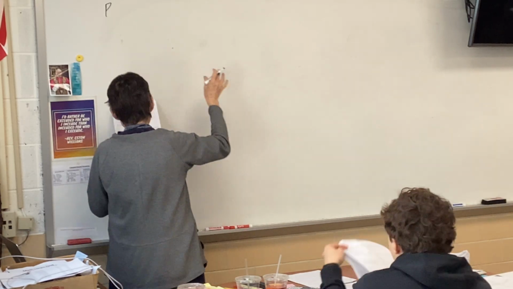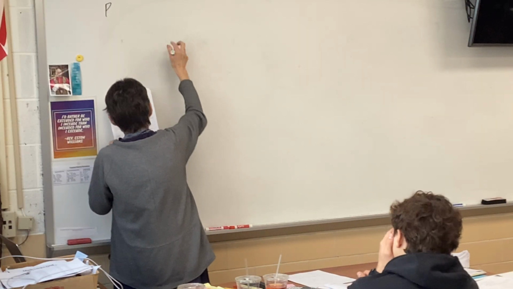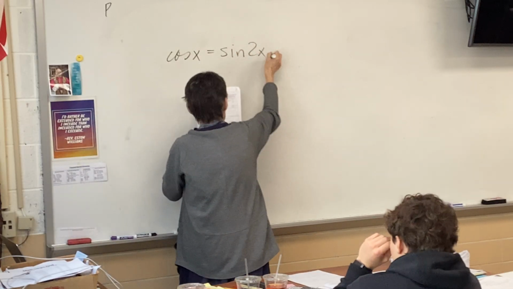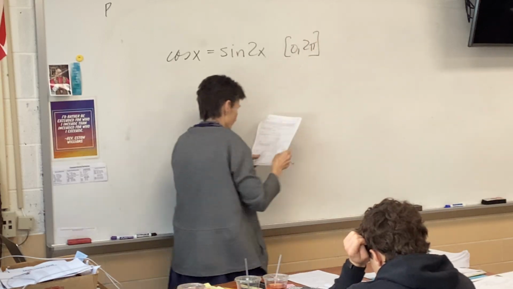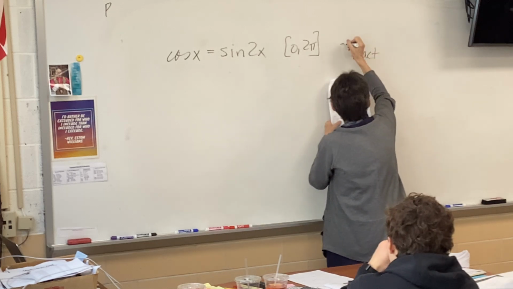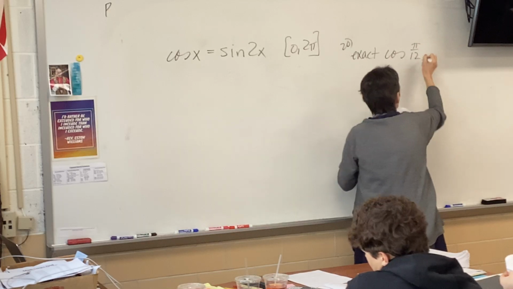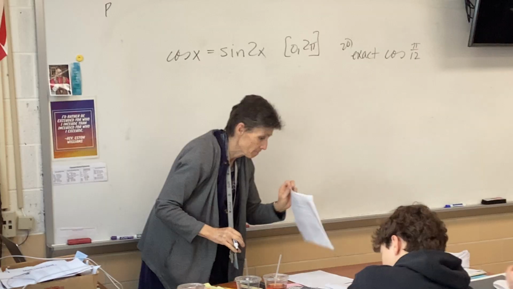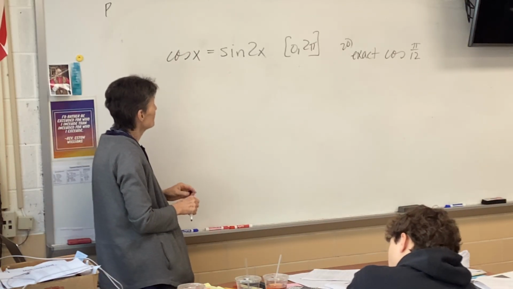For me, this is my problem 19. I don't know if you made it that far or if I need to write on that. But I want to solve this equation right here. And I want to find the exact, for me, this is number 20, the exact cosine of pi over 12. I want to do these two problems. All right, here we go. We're going to solve that equation right there.